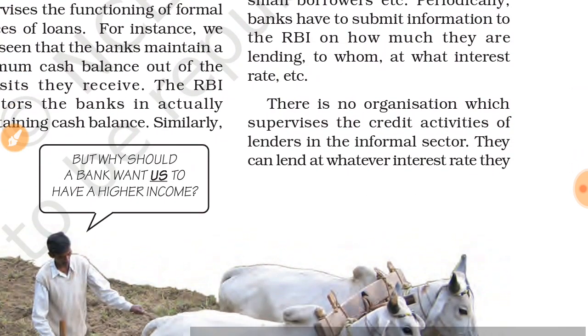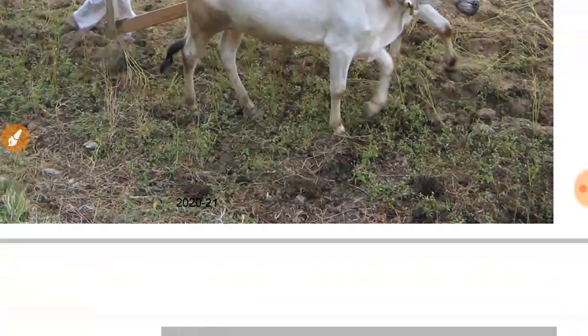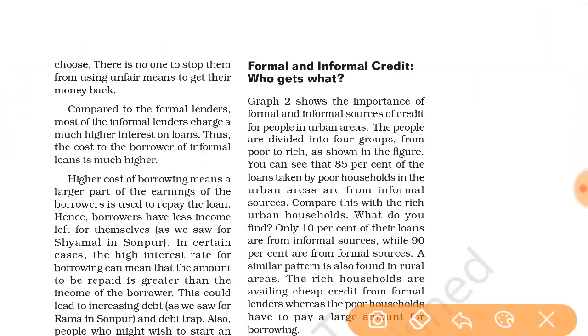But in the informal sources there is no organization which supervises the credit. The money lender, village mahajan, and relatives give loans or lend money without any guidelines under any institution like banks. That is why sometimes they use unfair means to recover the money. Compared to formal lenders, most of the informal lenders charge a much higher rate of interest. Thus the cost to the borrower of informal loans is much higher. Means the informal sources always charge a high rate of interest.